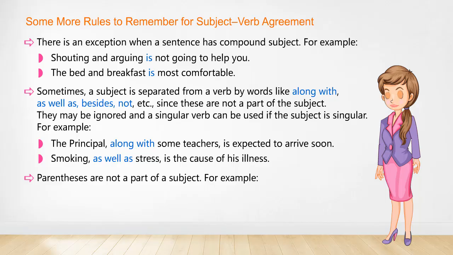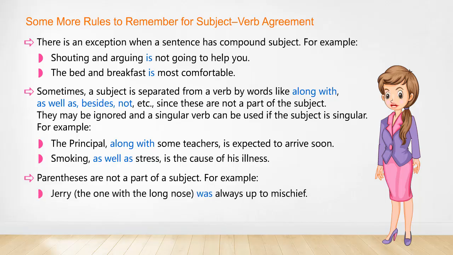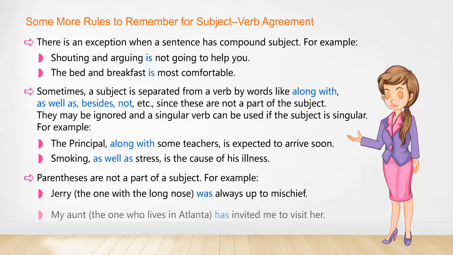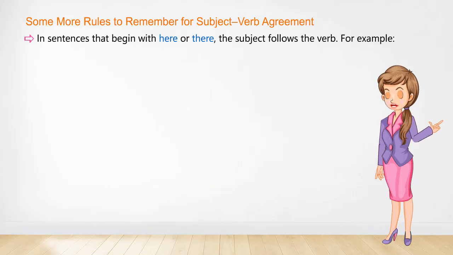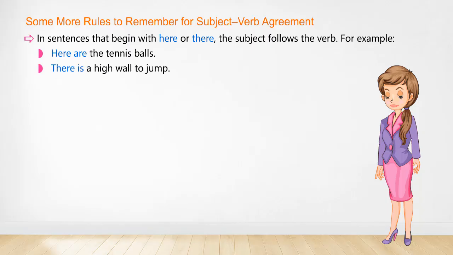Parentheses are not a part of a subject. For example, Jerry, the one with the long nose, was always up to mischief. My aunt, the one who lives in Atlanta, has invited me to visit her. In sentences that begin with here or there, the subject follows the verb. For example, here are the tennis balls. There is a high wall to jump.